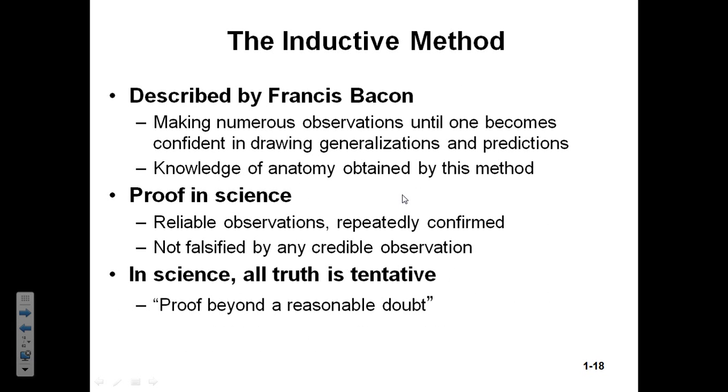All right. So as we go through this, you want to make observations, generalizations, and predictions. Reliable observation. You want to be able to repeat and confirm your results. It's not falsified by any credible observation. That means what I said and what I did, you can take it to your lab, run it the same way, and you should come up with the same what? Results if you run everything what? The way it's supposed to be. All right, all truth is what? And what does that mean?